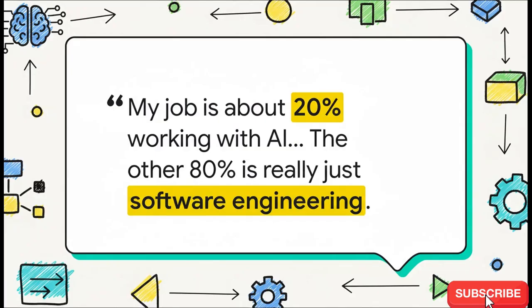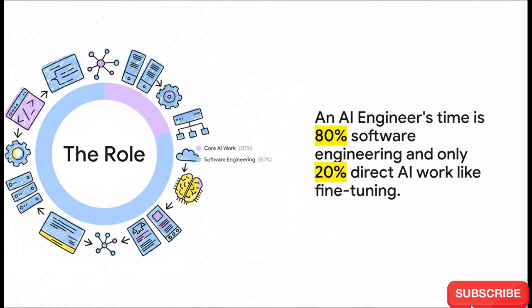You know, a friend of mine who's an AI engineer at a pretty big startup put it perfectly. He told me, my job is about 20% working with the AI. The other 80% is really just software engineering. It's about building that solid system around the AI. This chart right here visualizes his point perfectly. The core AI work, the prompt engineering, the fine-tuning, that's the fun, flashy 20%. But the hard part, the part that makes you a truly great AI engineer, is the other 80%. It's building the architecture, the databases, the APIs, all the infrastructure that makes the AI actually useful and reliable in the real world.